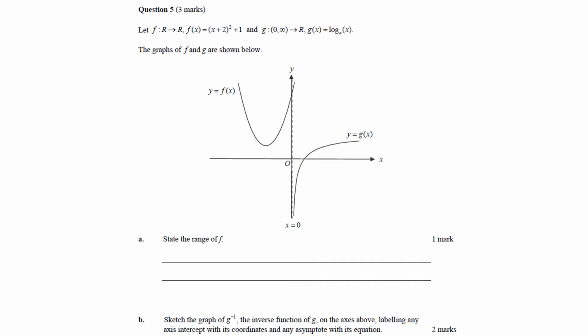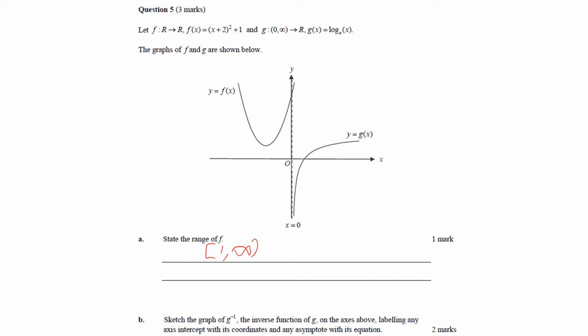Since it's a minimum parabola, we know that the turning point is going to be the smallest value and it's going to be inclusive, and based off of the turning point form it's going to be from 1, and quadratics don't have an upper limit if it's a minimum, so it's going to be 1 through to infinity, not inclusive.